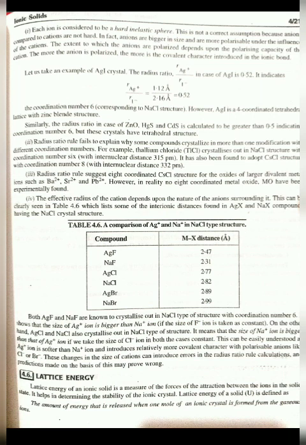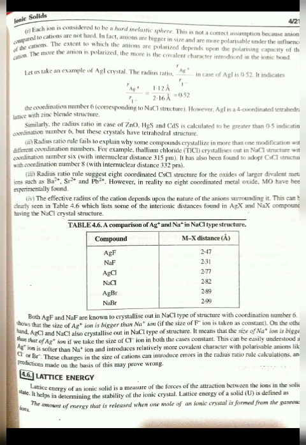Let us take an example of the AgI crystal. The radius ratio of Ag positive in the case of AgI is R Ag positive upon R I negative, which is equal to 1.12 Angstrom upon 2.16 Angstrom, which is equal to 0.52. It indicates the coordination number 6 corresponding to the NaCl structure. However, AgI is a 4 coordinated tetrahedral lattice with zinc blende structure.